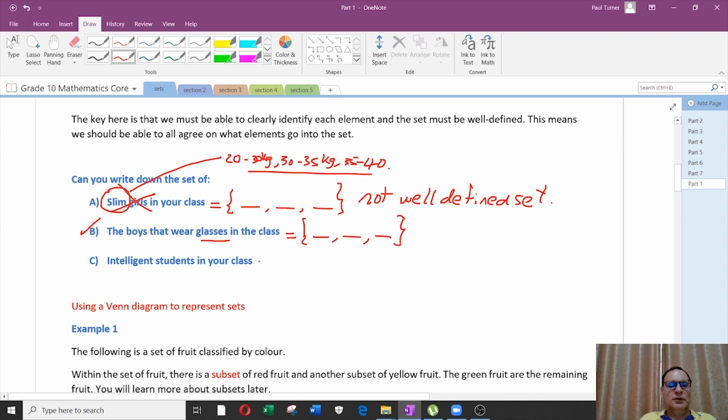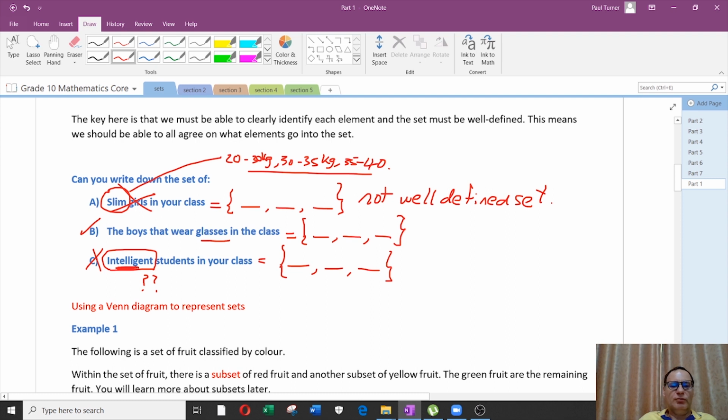How about C? The intelligent students in your class. Well, how do we define intelligent? Does that mean they're good at maths? Or does it mean they're good in English? Or they have good communication skills? How do you define what intelligent is? So some students may be good in maths, but not good in English. So are they intelligent? Is someone good in art intelligent, but not good in maths? So this is also a problem. So this set is not well defined.